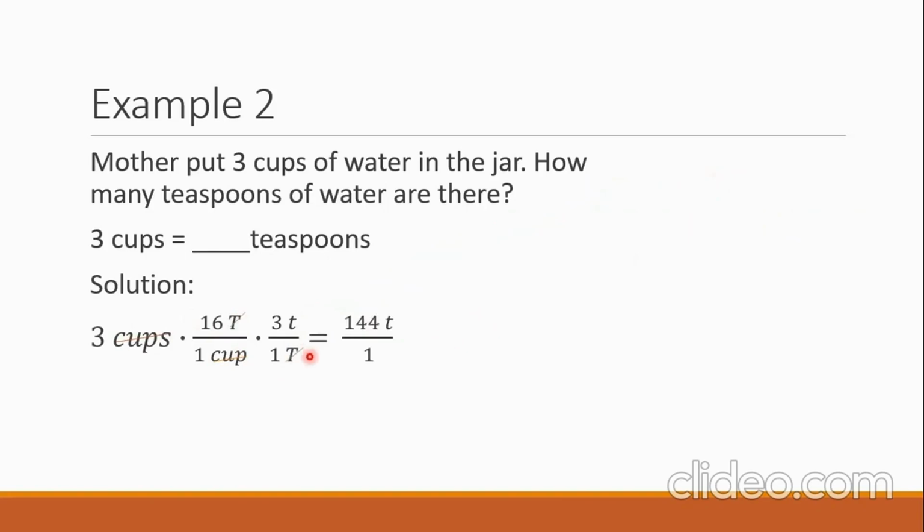Now I will multiply, or I will simplify the operations now. 3 times 16 times 3 equals 144 with the t unit, or with the small t I should say. And at the bottom, it's simply 1 times 1 equals 1. And that is equal to 144 teaspoons. So this is our final answer. 3 cups equals 144 teaspoons.